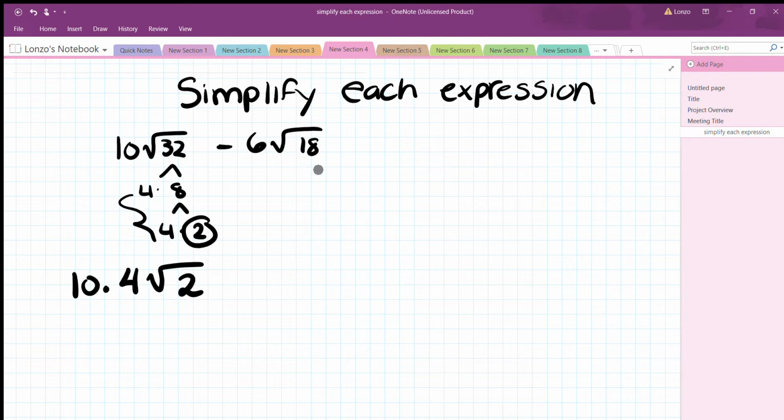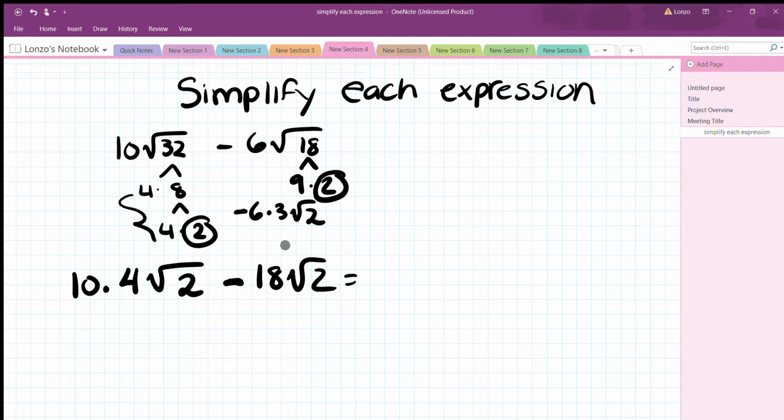Now let's focus on this part. Two numbers that multiply to 18: we can do 9 and 2. The 2 is the prime. You can take the square root of 9, which is 3, so it's going to be minus 6 times, not 9, but the square root of 9, which is 3, square root of 2. So this is going to be minus 6 times 3 is 18, square root of 2.